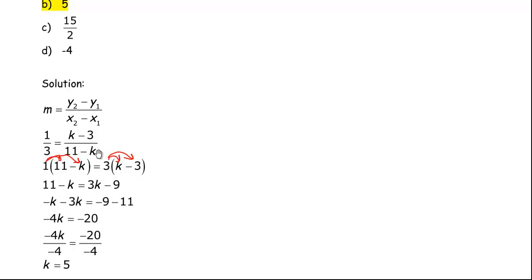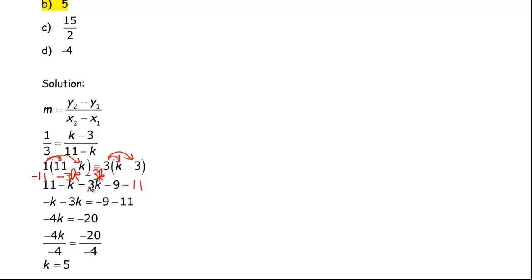Now what I want to do is get the k terms, the variables, on one side, and the numbers or constants on the other. So I'm going to bring all my k's to the left. I'm going to bring the 3k over here, and so that's why it's negative k minus 3k. And I'm going to bring the 11 to the right, so it'll be a minus 11 on the right. Another way to think of that is, the 3k is positive, so I subtract 3k from both sides. And I want to get rid of the 11 from the left side, so I take 11 away from both sides.